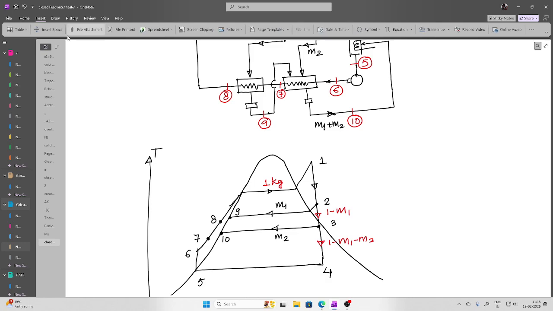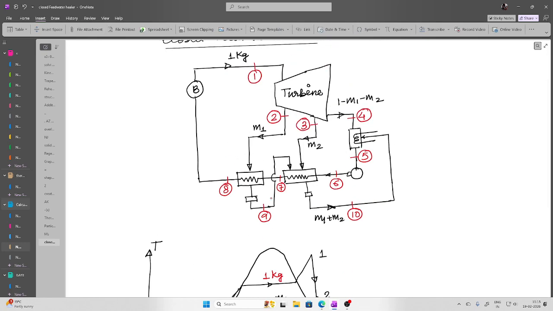Now if you look at point number 9, this fluid is transferred to the lower feed water heater. Let's say it is feed water heater 2 and this is feed water heater number 1.